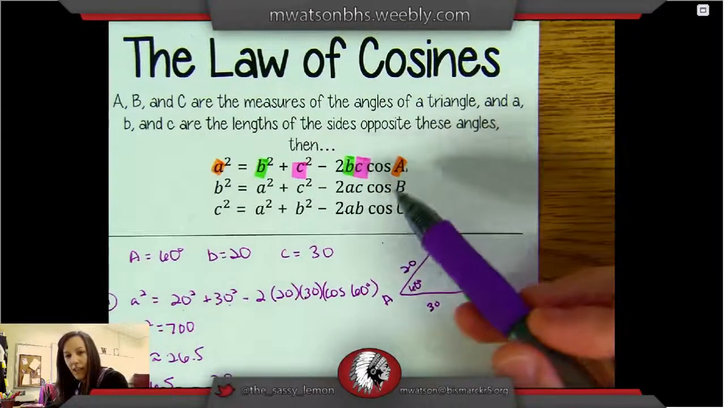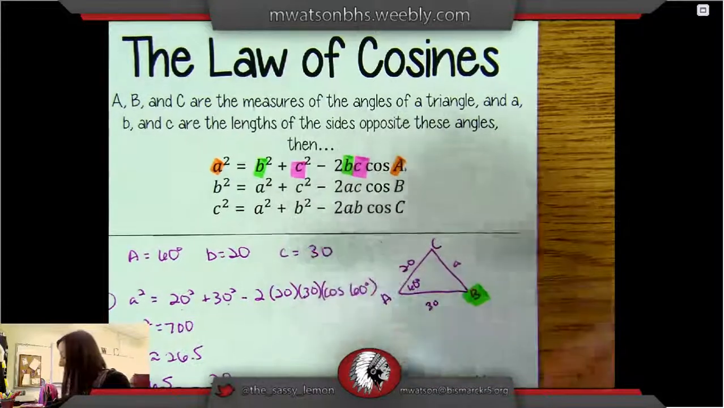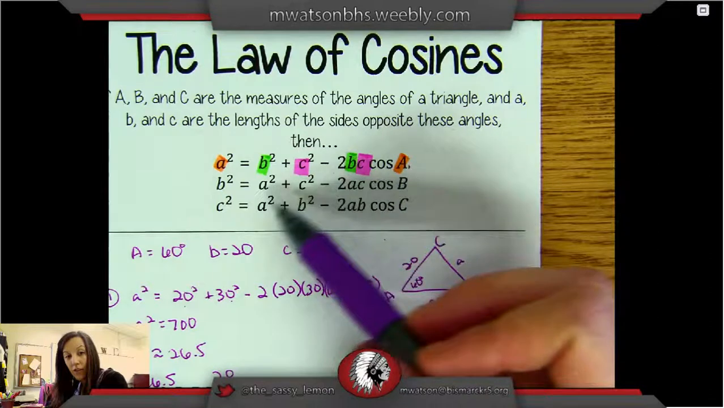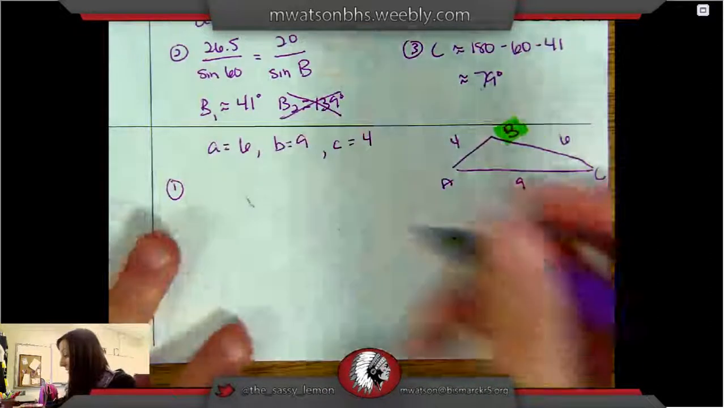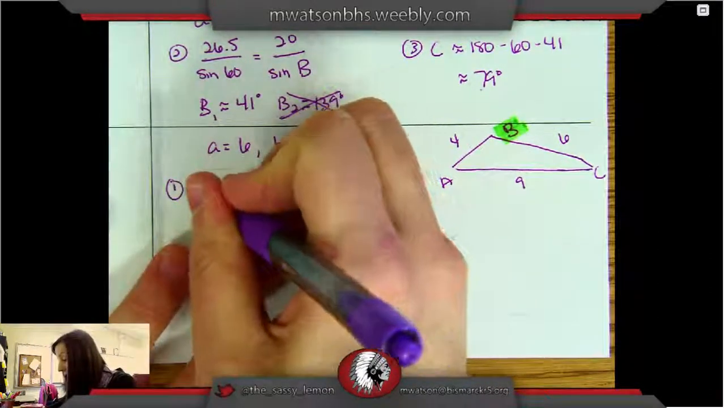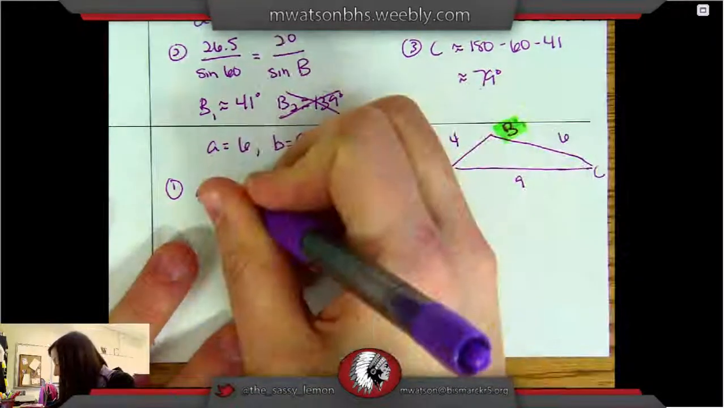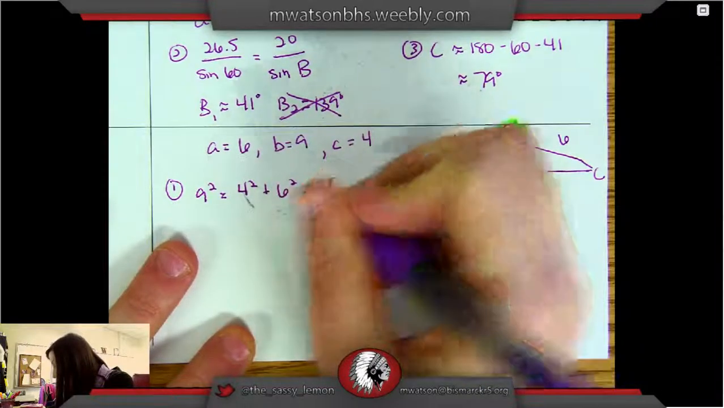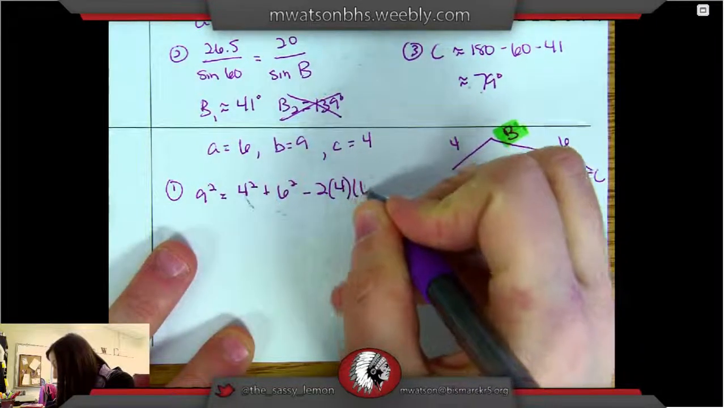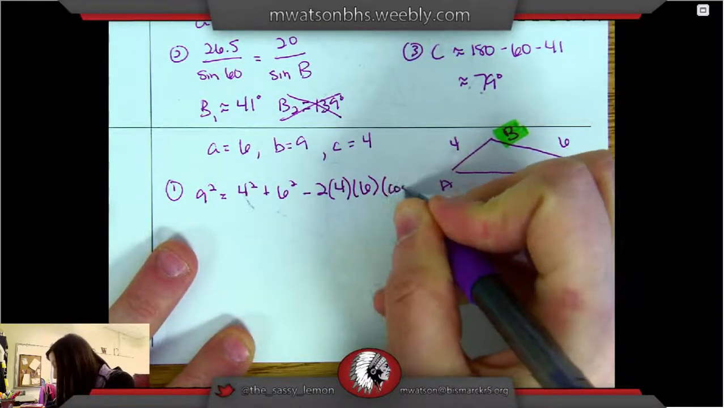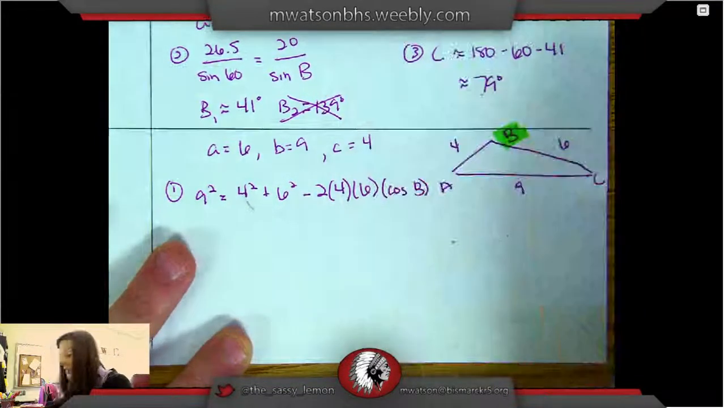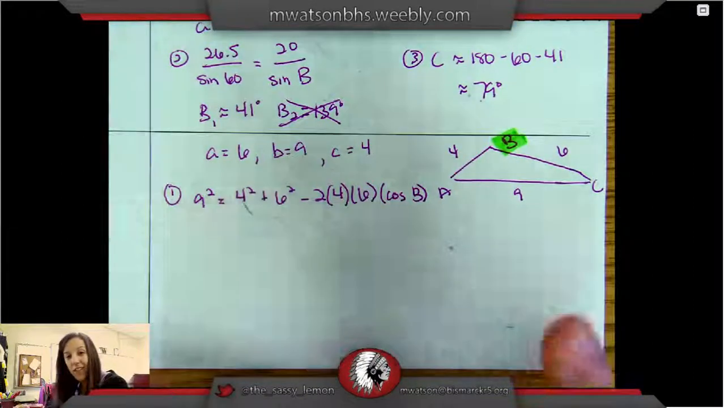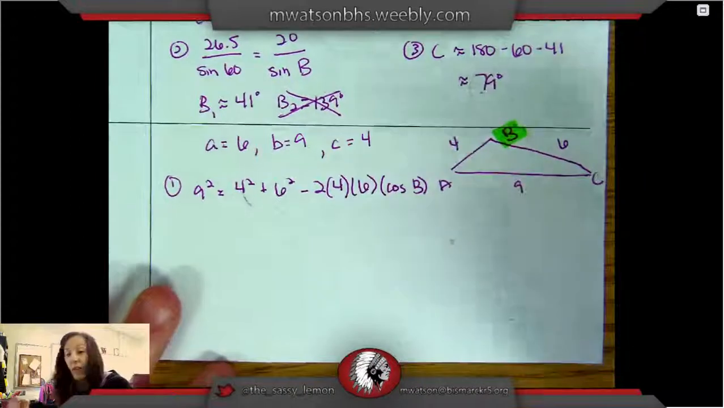Basically, we're going to plug in our side length that's across from B, the angle we're finding, over here. So side B is 9 squared equals our other side lengths squared and added together, minus 2 times these 2 side lengths we just wrote in, times cosine of B. And notice these are the law of cosines, so they use cosine, not sine. It's a subtle but important difference.